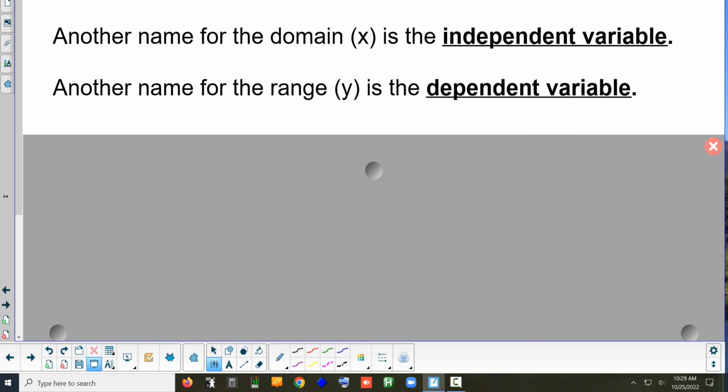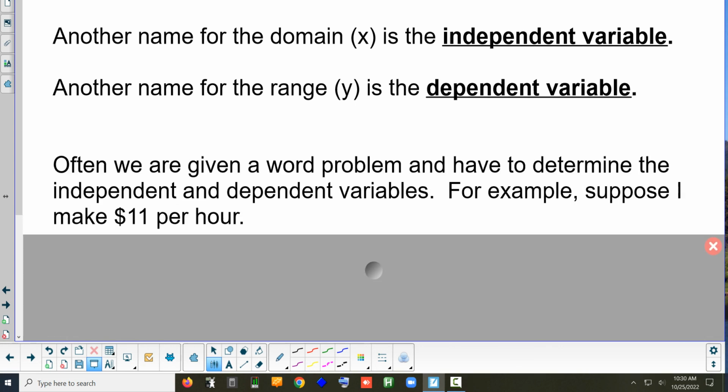So I've told you guys a couple different names for X. I've been calling it domain. I've called it input. And I called it X. Well, there's one more term that they use. And you can use all these terms. You're not wrong. It's just certain times you might use a certain one. So another word for X is called the independent variable. And the Y, which I've been calling the range, I've also been calling it the Y. I've also called it output. Another name for that is called the dependent variable.